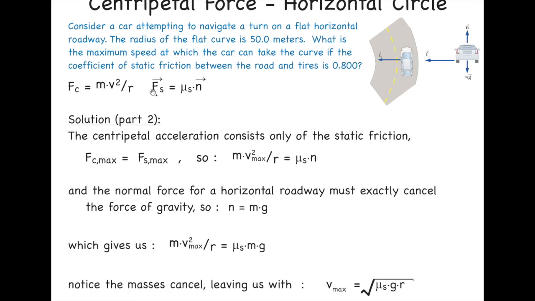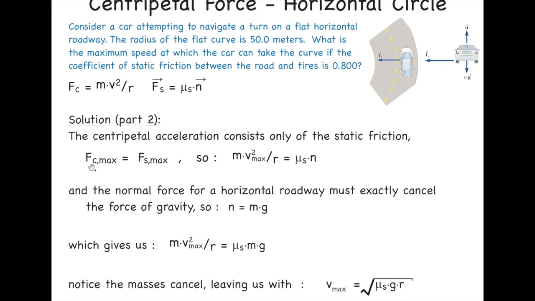So we have the maximum static coefficient, maximum static friction available, and the centripetal acceleration and force required to keep it on the road. Since, looking at the scenario, there's no rope attaching this thing, there's no guardrail holding the car in, the only source of centripetal acceleration is that static friction.